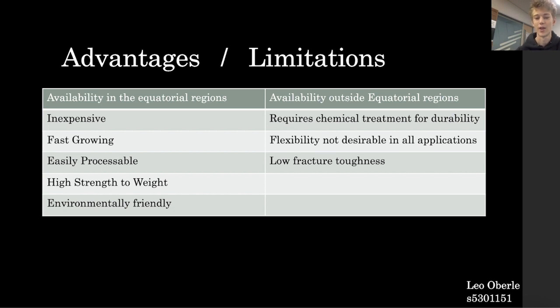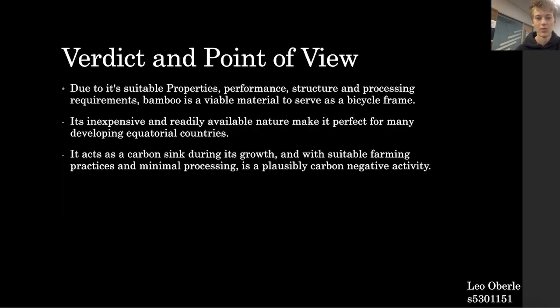It has a low fracture toughness, so if it does develop cracks, they will likely develop into larger failures. So, the verdict and point of view. Due to its suitable properties, performance, structure, and processing requirements, bamboo is a viable material to serve as a bicycle frame. Its inexpensive and readily available nature make it perfect for developing equatorial regions.